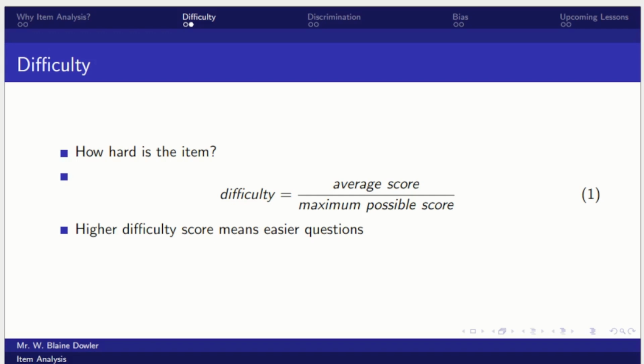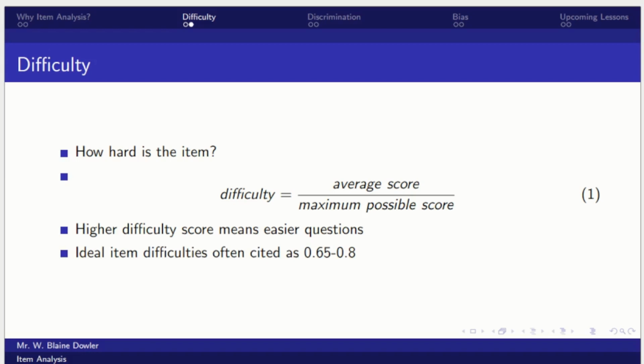Now, if it's a question out of 4, we can still take the average student score divided by the maximum possible score, but we're no longer looking at the percentage of the class that got it correct. We are looking at the average performance of students on that particular item. So it's almost like when you calculate the average for the assessment as a whole, except we are doing it on a question-by-question basis.